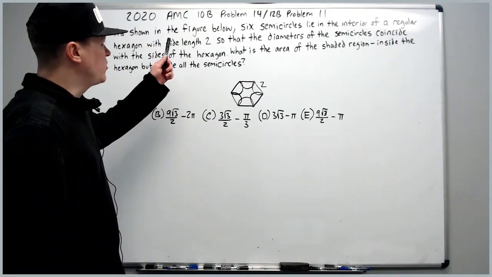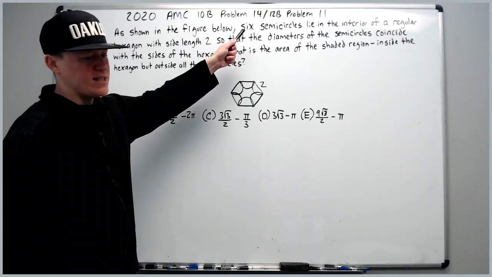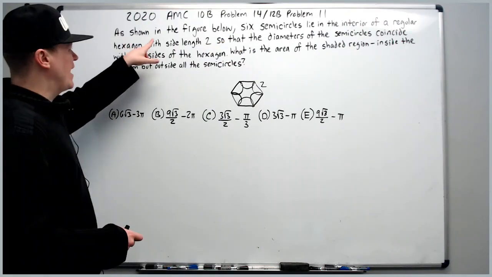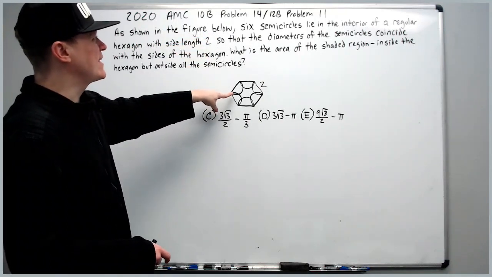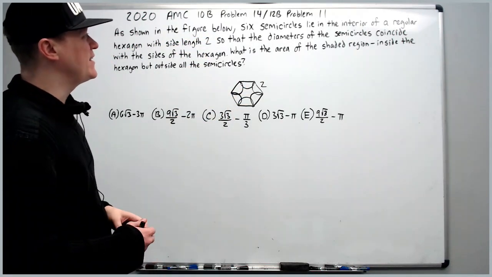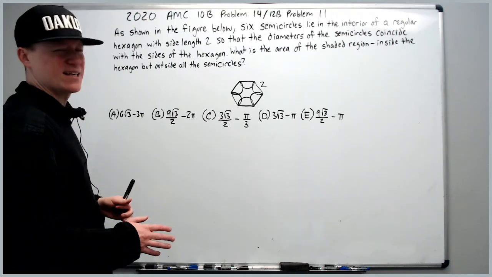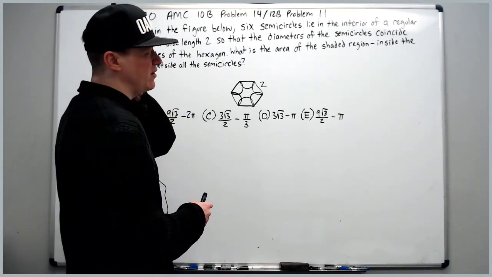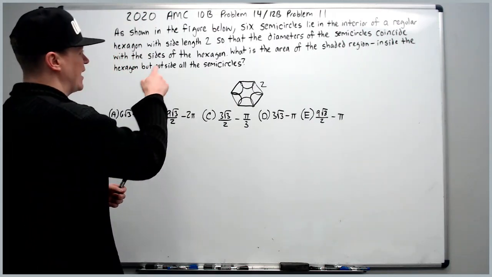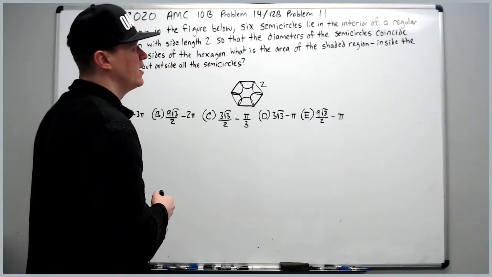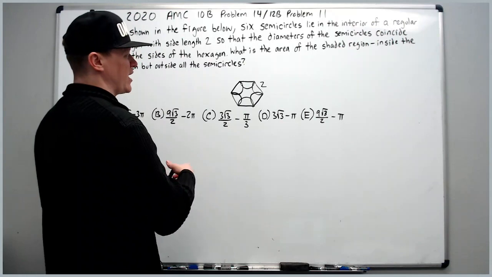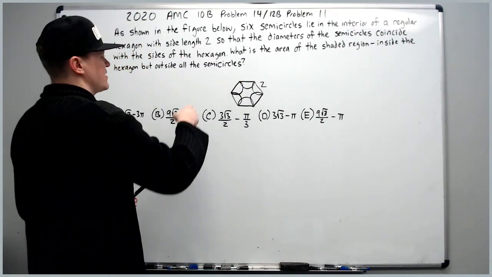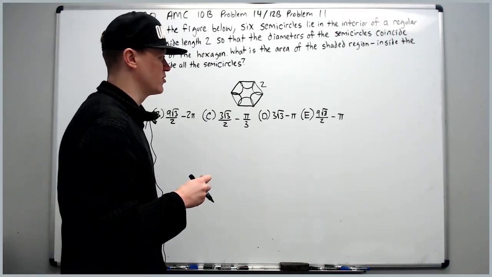Now for the 2020 10B problem 14, which was also the 12B problem 11. As shown in the figure below, 6 semicircles lie in the interior of a regular hexagon with side length 2, so that the diameters of the semicircles coincide with the sides of the hexagon. What is the area of the shaded region? This is shaded, just pretend. Inside the hexagon but outside the semicircles.